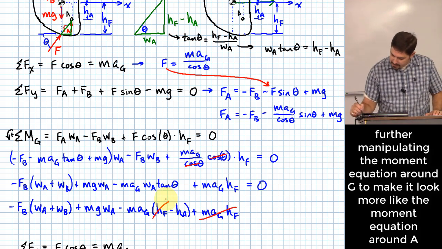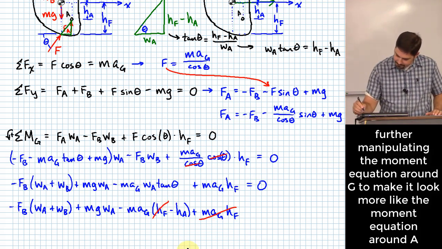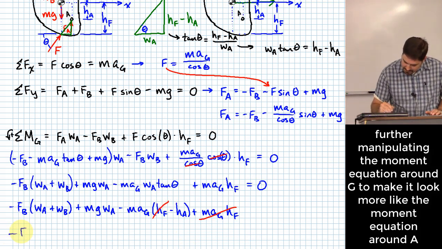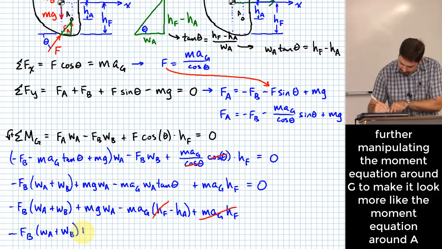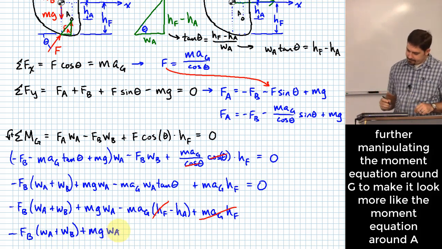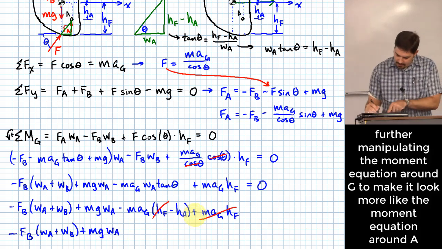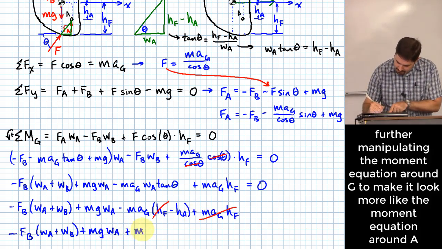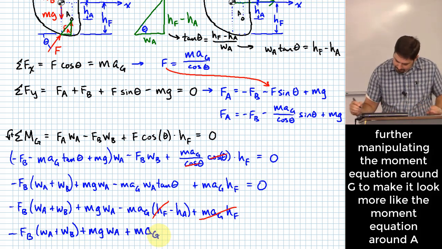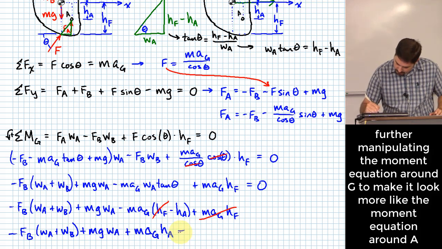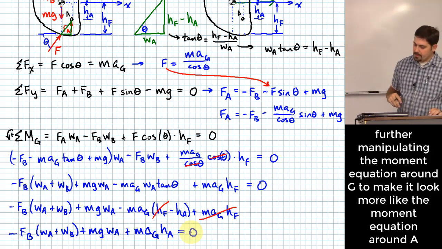And so this ends up leaving me with minus FB times WA plus WB plus mg WA. Okay. And here we're going to have plus m_a g HA equals 0.